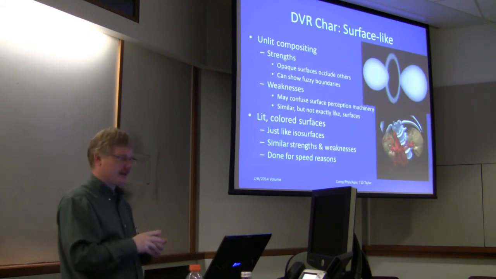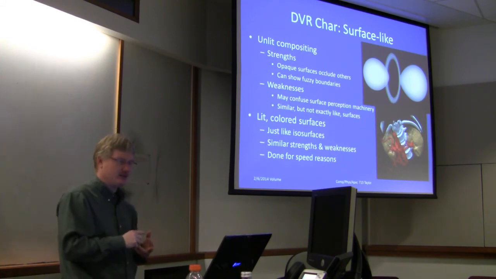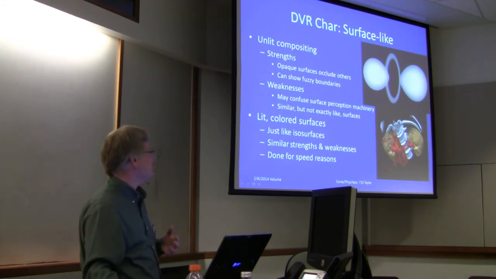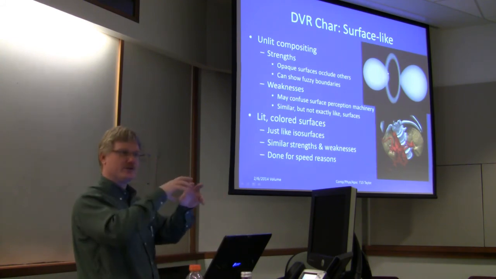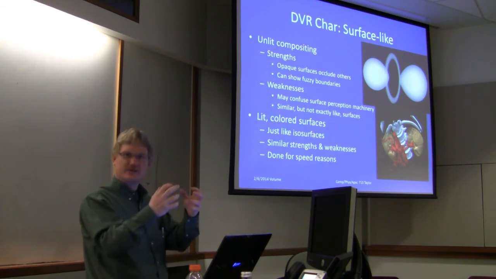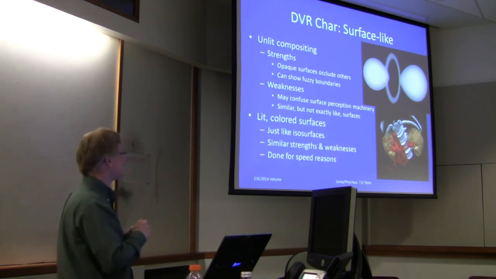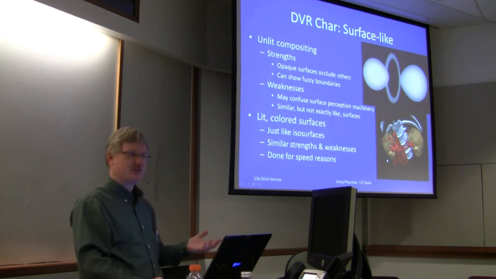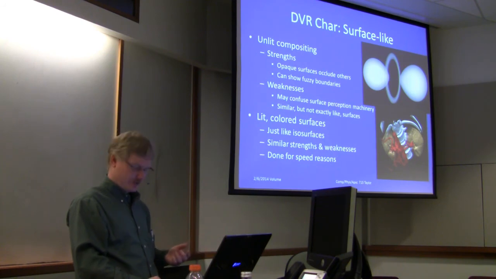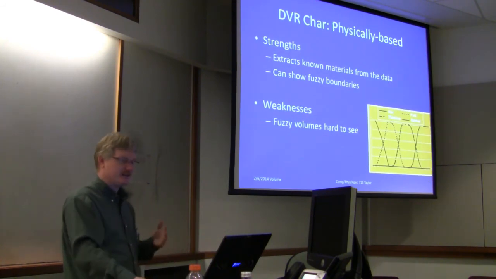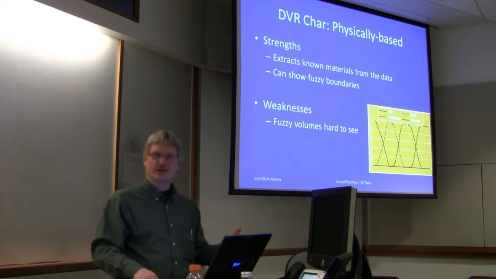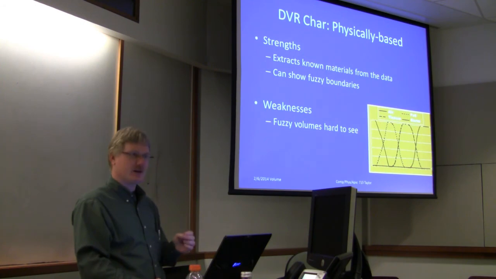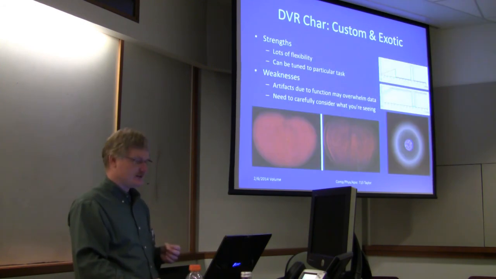Surface-like, the strengths: the opaque surfaces include others, and they can show fuzzy boundaries, but again, if we're viewing this thing, it's put together with an over operator, we're viewing it as an illuminated solid surface object, and so we're going to get some distortions in the shape perception that way. The lit colored surfaces are just like if you did it by extracting isosurfaces and rendering them. It's just a faster way to render it. Physically based is good if you know what the materials are you're looking for. You can just extract exactly the ones that you want. Fuzzy volumes are hard to tell what's going on, right? And so you don't get good surface boundaries on that.